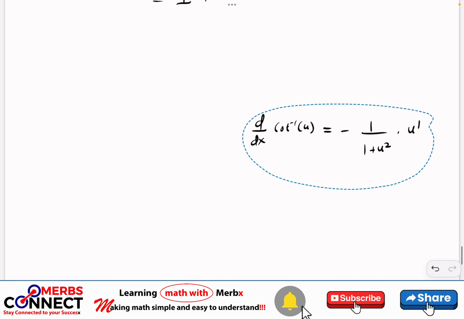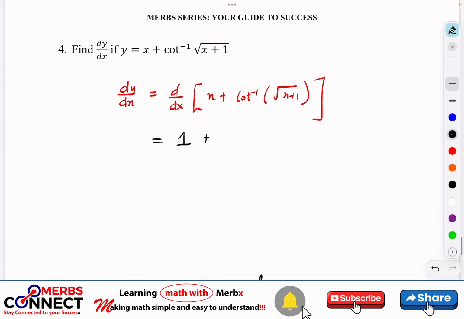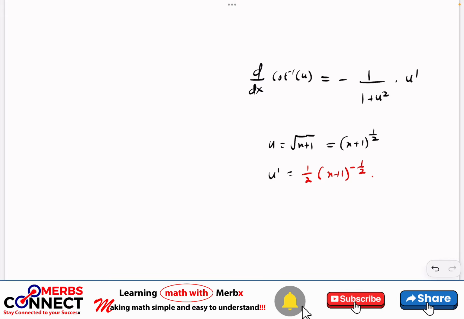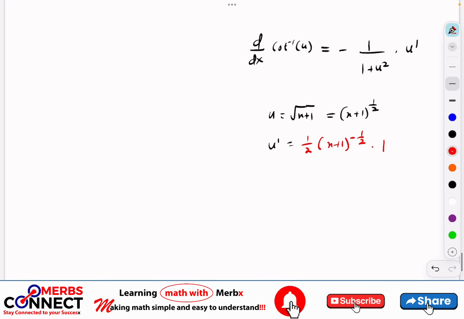So what is our u? Okay, let's try and find it. Our u is the square root of x plus 1, and this is the same as x plus 1 to the power 1 over 2, so that we can find u prime. Using the power rule and chain rule, 1 over 2 times x plus 1 to the minus 1 over 2, times, and now I need to differentiate what is inside. But the good news is when I differentiate what is inside, I'm going to get 1. So this is just the same as 1 over 2 times x plus 1 to the minus 1 over 2.